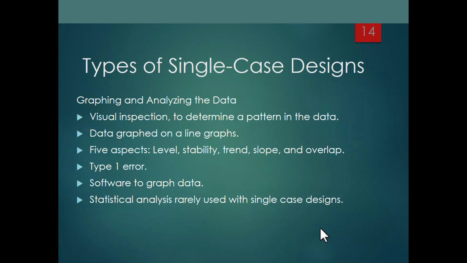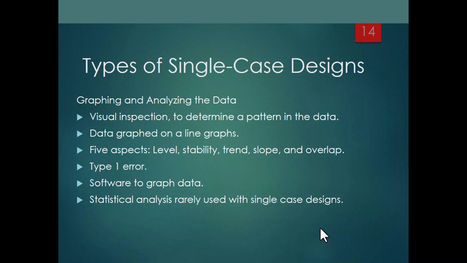Data are graphed on a line graph with the time period on the x-axis and the measurement of the target behavior on the y-axis. There are 5 aspects that should be examined. The level, which is the magnitude of change in level between the baseline and immediately after the intervention period. A large change indicates that the intervention is responsible.